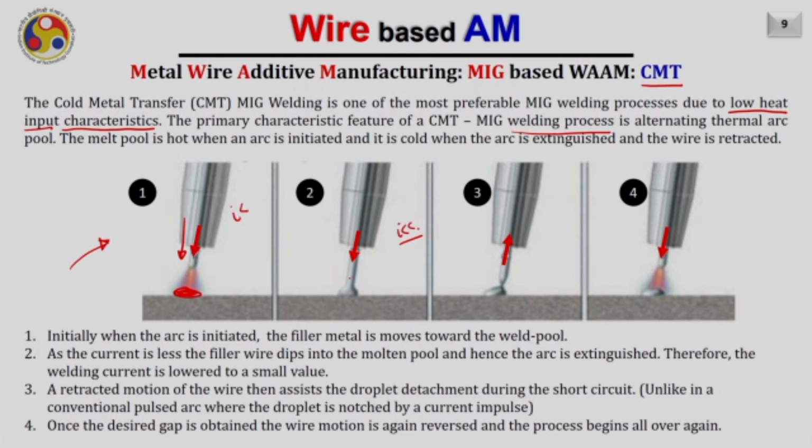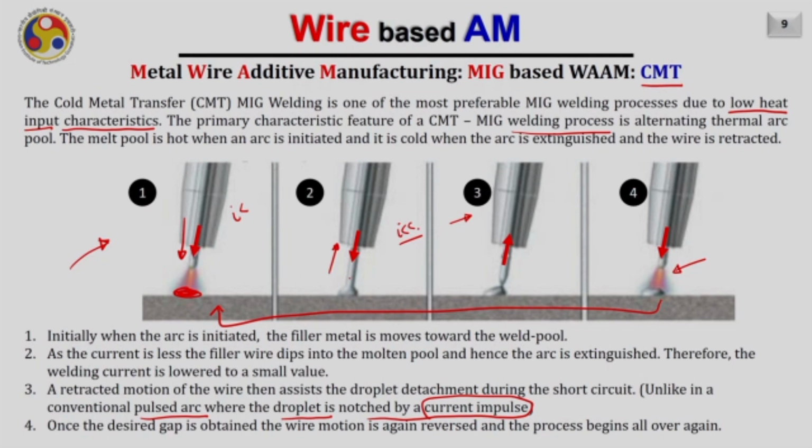Unlike that, in the case of CMT, we move the wire backward, as you are seeing in the third step. So a retracted motion of the wire assists the droplet detachment during the short circuit, unlike in the conventional pulse arc where the droplet is notched off by the current impulse. So mechanically, the droplet is left behind on the substrate. Once the desired gap is obtained, again the arc is established and the process repeats itself.